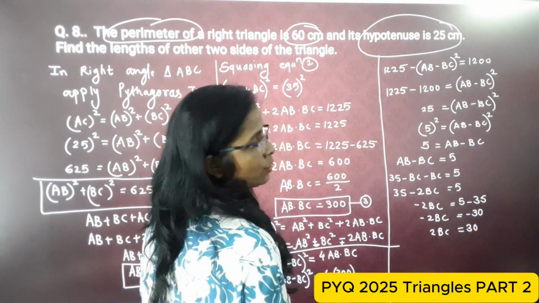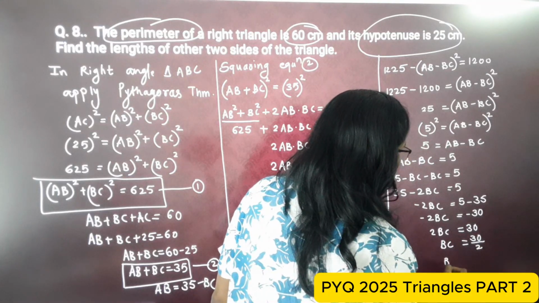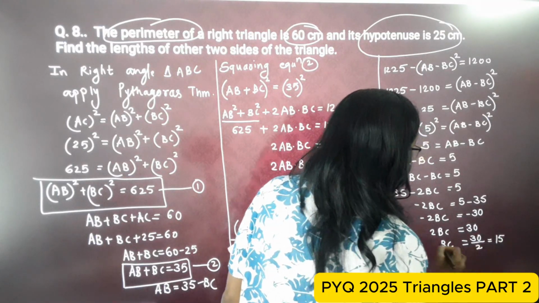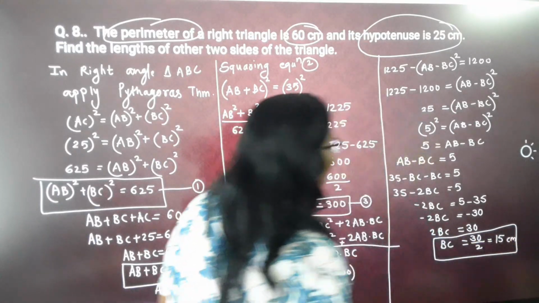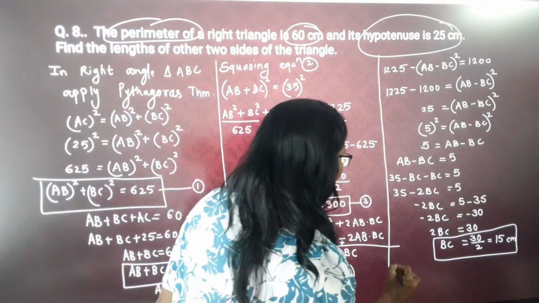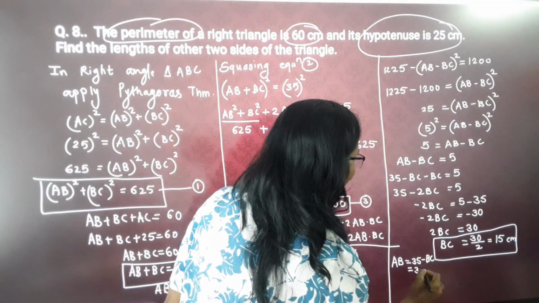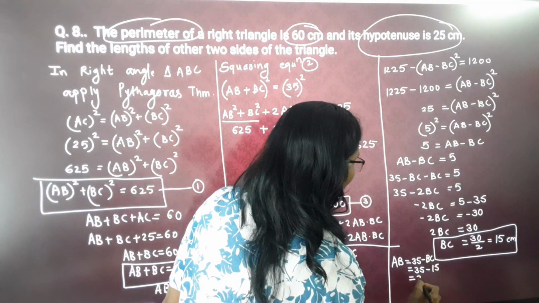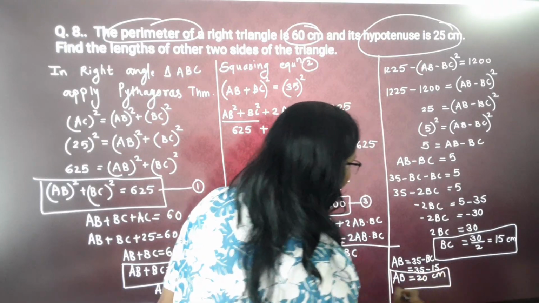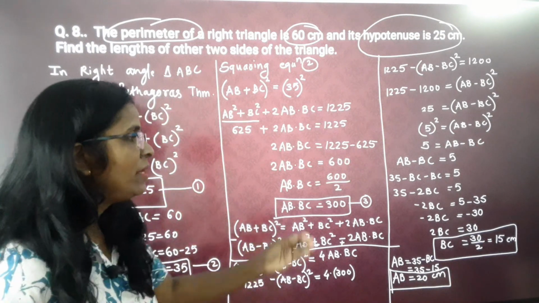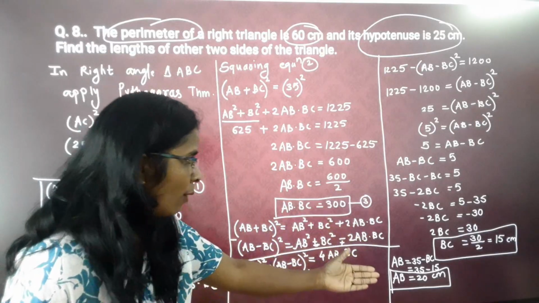Cancelling out the negative sign on both the sides. So BC is equal to 30 upon 2, which is equal to 15. BC is equal to 15. Okay, that is 15 centimeter. And what about the AB? That AB is equal to 35 minus BC, that means 35 minus 15 and that is equal to 20 centimeter. So AB is equal to 20 centimeter. So now the AB and BC are the other sides of the right angle triangle ABC and that are found.